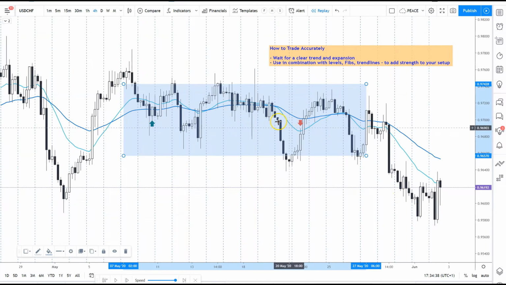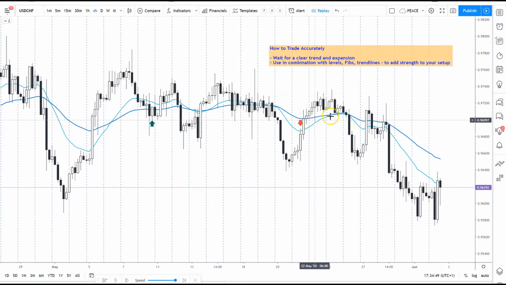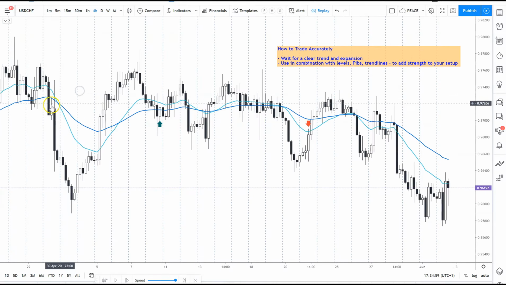The EMA is beginning to expand here, as you can see, but it's not a clear trend, since they again began to contract here, and the same goes for this period of time where they're just ranging. The same goes for here. You could see they cross over and then they start crossing back over here.